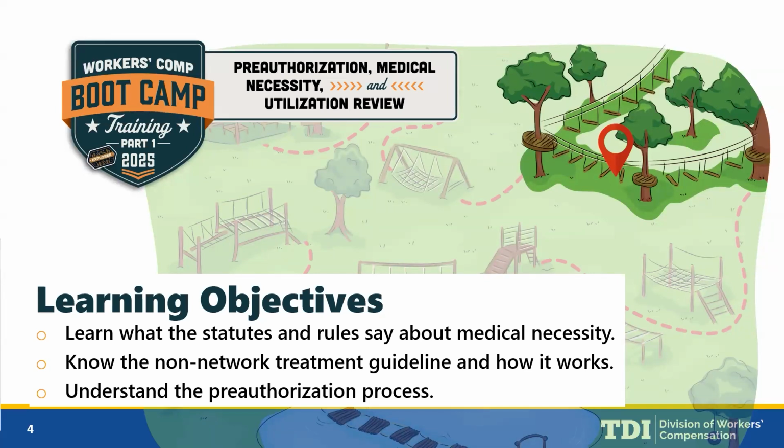The learning objectives for today are: we want you to know what the statutes and the rules say about medical necessity in the labor code and the Texas Administrative Code, also known as the rules. We want you to know the evidence-based treatment guideline for non-network injuries and how it works. And then to understand the steps through the process of requesting pre-authorization and appealing it and going through all of those steps. That's what this topic is today.